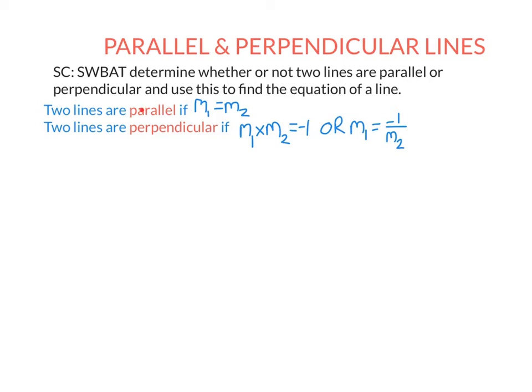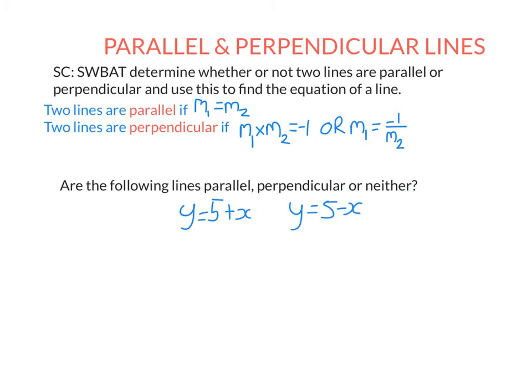It turns out two lines will be parallel if m1 equals m2. m means gradient. If the gradient of the first line is equal to the gradient of the second line, the lines are parallel. The lines are perpendicular if the two gradients multiply to -1, and this here says essentially the same thing. So let's look at an example in which we determine whether or not the lines are parallel, perpendicular, or neither.